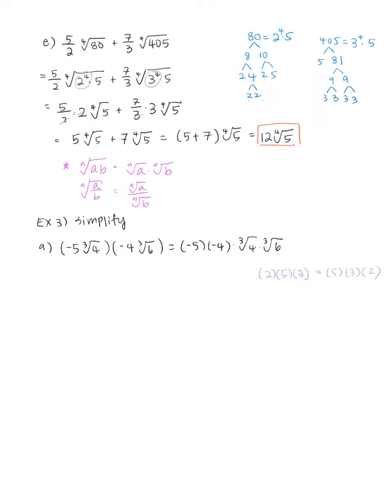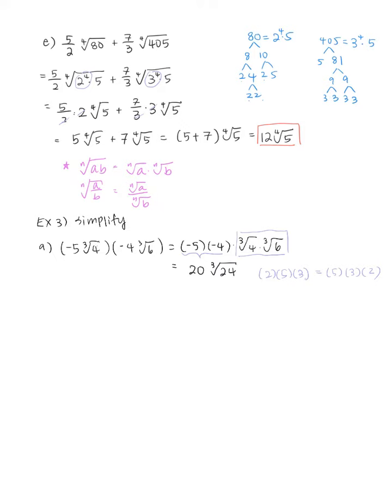So here, first we're going to go negative 5 times the negative 4, which will be positive 20. And then now let's take a look at these guys. Do we have both cube roots? Yes. So that means that we can take the cube root and then just multiply the radicands together. So here what we're going to get is cube root of 24.